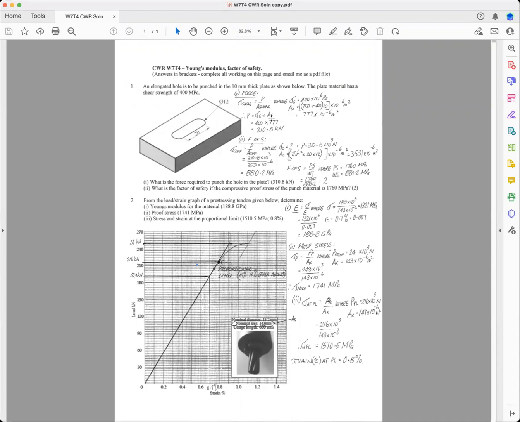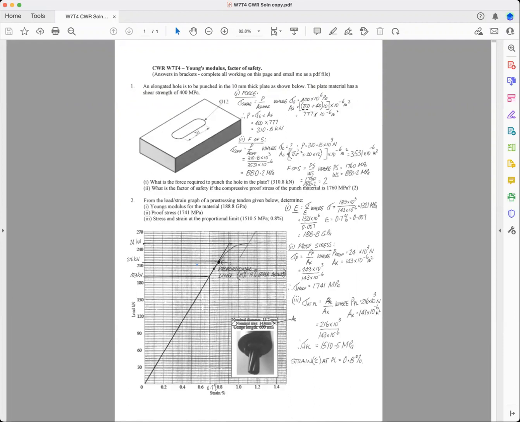Now, this is where you've got to know the difference. The area of shear is this perimeter multiplied by the thickness, because the punch doesn't cut the area, it cuts around the perimeter and then it goes through the thickness. And so the examiner will be looking at this. First thing they look at is to see what area you've used.